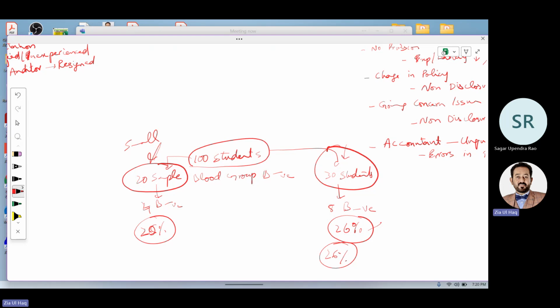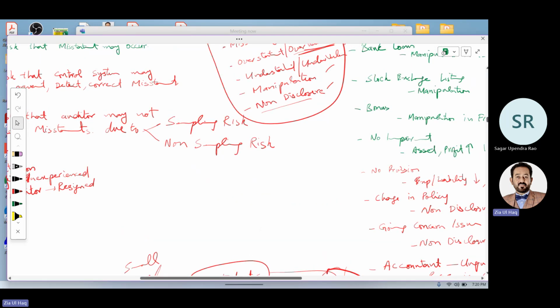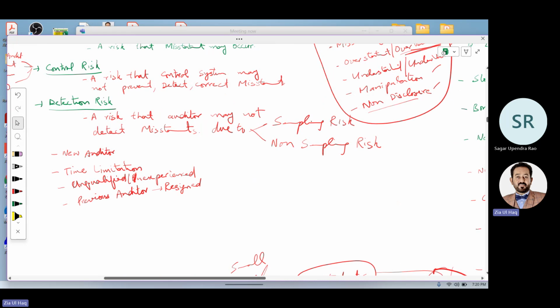This is called sampling risk. If the sample chosen from the population is not representative of the population, and due to this we are unable to detect misstatements, this is called sampling risk. How can we reduce sampling risk? By increasing sample size. Because if the sample size is smaller, it will not be representative, and due to that, the auditor may not detect a mistake.